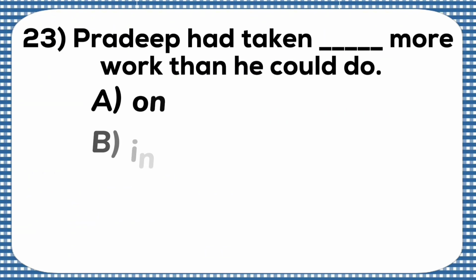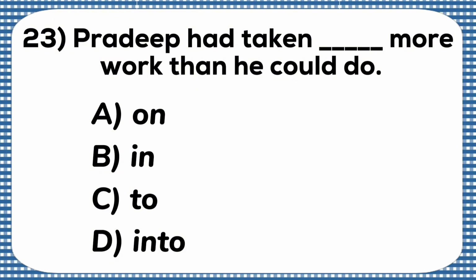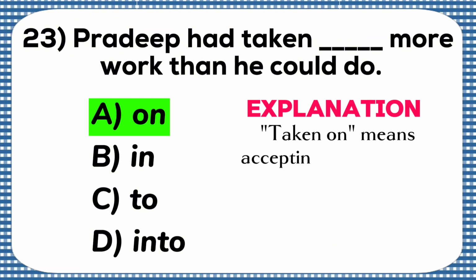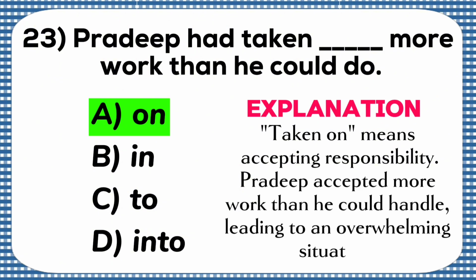Pradeep had taken dash more work than he could do. The right answer is option A, on. Explanation: take on means accepting responsibility. Pradeep accepted more work than he could handle, leading to an overwhelming situation.